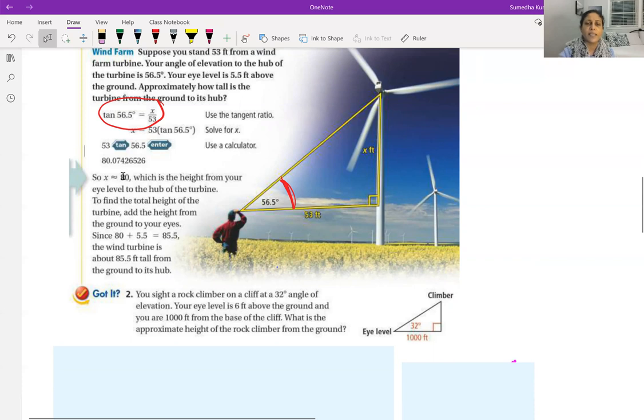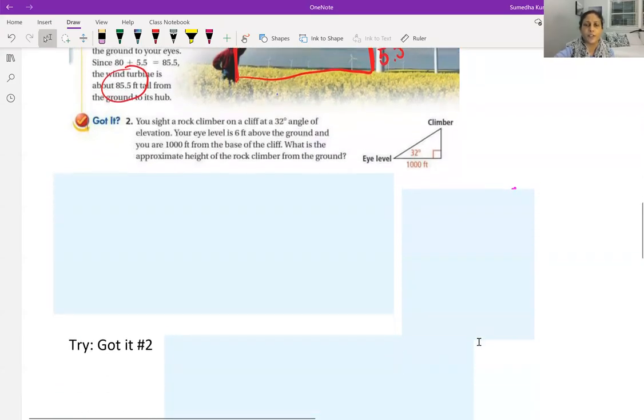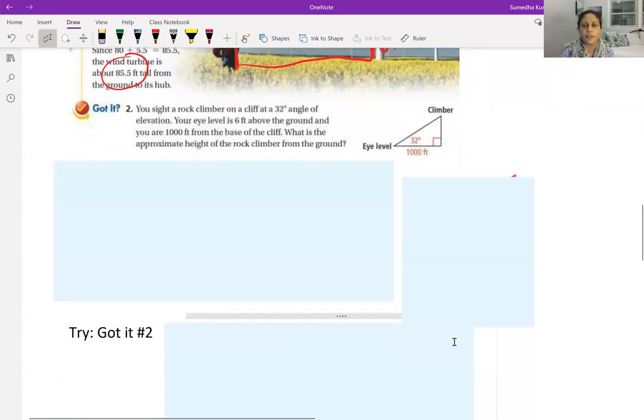But then this 80 is the height over here. But remember that the person who's standing is also 5.5 feet tall. So the final answer is going to be 85.5 feet. So I want you to try the got it number 2, which is on the bottom here. Make sure you pause the video and give it a try before you look at the answer.